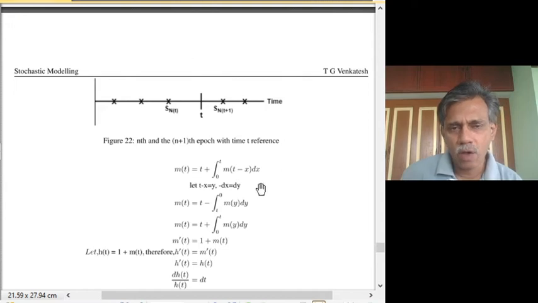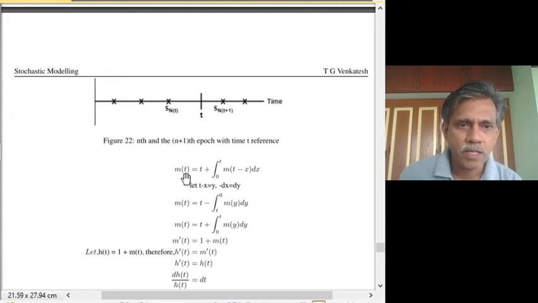So how do we solve it? We use some simple trick. We will differentiate it to convert it into a differential equation rather than an integral equation. Again, for that we will change the variables. Let us define a variable y which is t minus x. We want to get rid of this variable. Instead we will let t minus x is equal to y. Therefore minus dx is equal to dy.